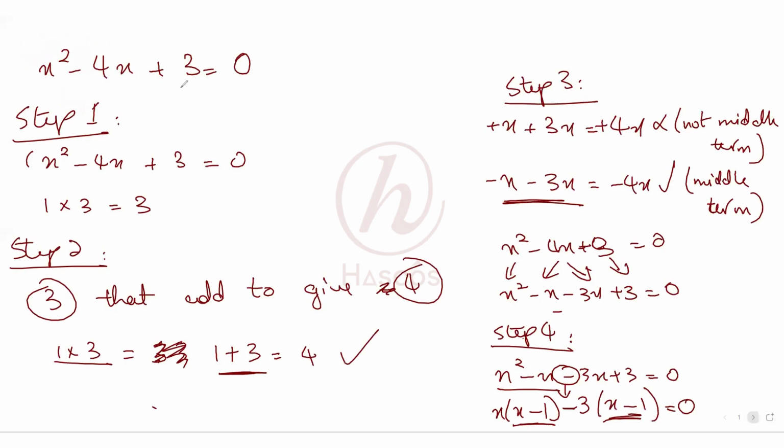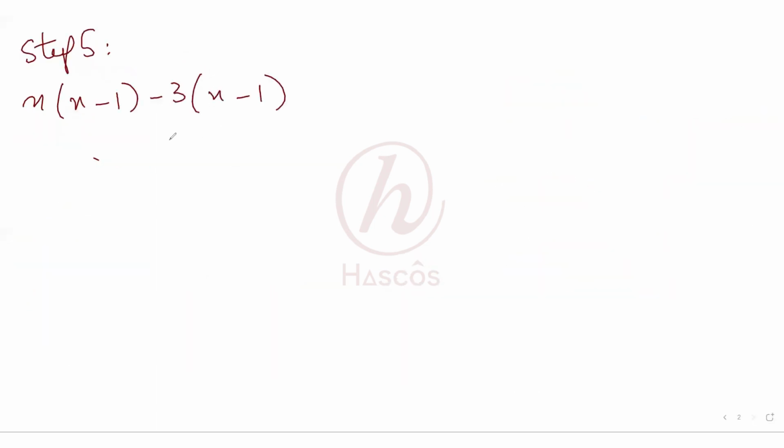Step number 5, we write the simplified factorized equation from the previous step. Minus 3x minus 1. We have x minus 1 as a common bracket. We take out x minus 1 as common. When we take x minus 1 away from x bracket x minus 1, we're left with an x. When we take x minus 1 away from negative 3x minus 1, we're left with a negative 3. We attach a bracket with x minus 1. And step 5 is simplified to this form.